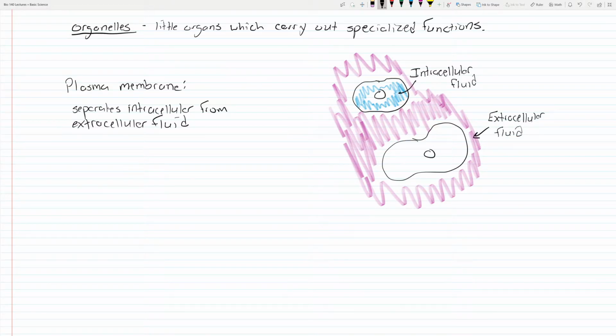And what keeps the intracellular fluid and the extracellular fluid from mixing together is the plasma membrane. So the extracellular fluid surrounds all the cells and bathes them, and the intracellular fluid is the fluid on the inside, the cytosol. All right. So what does the plasma membrane do besides separate them? It's a physical barrier. If you just want to get down to the brass tacks, it is a physical barrier.